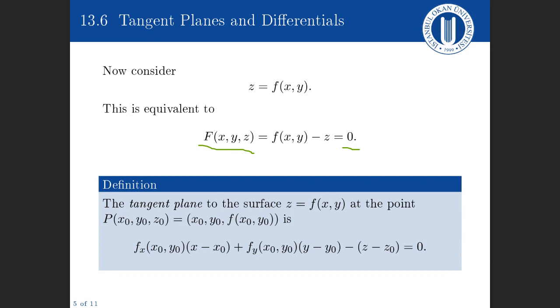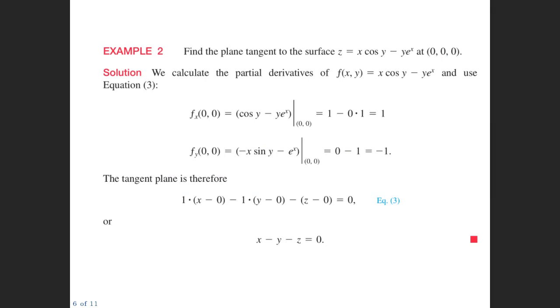So just adapt the ideas from the previous few slides. The tangent plane then must be fx, x minus x0, plus fy, y minus y0. D capital F dz is just minus 1, so minus just here. Z minus z0 is equal to 0. Using this new definition, this new formula, we can do another example.